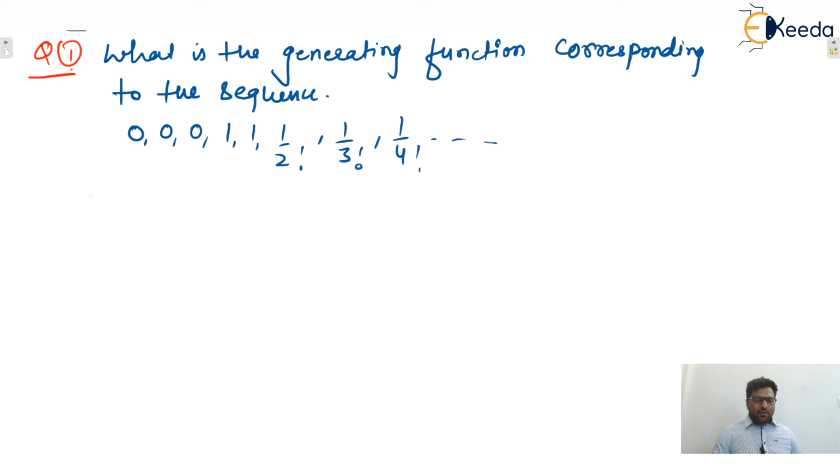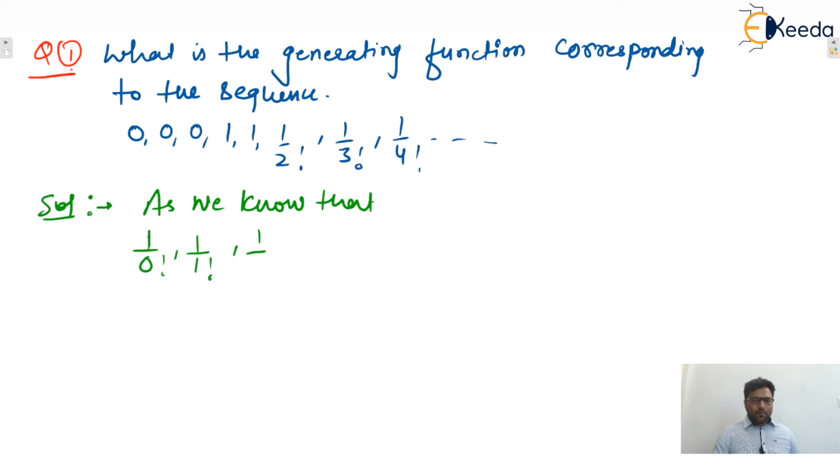That sequence is given to you. So guys, what will be the generating function? You know very well. So we can say that, as we know, 1 upon 0 factorial, 1 upon 1 factorial, 1 upon 2 factorial, 1 upon 3 factorial, and so on. The corresponding generating function for this one is e raised to power x. Yes, we saw it in the table.